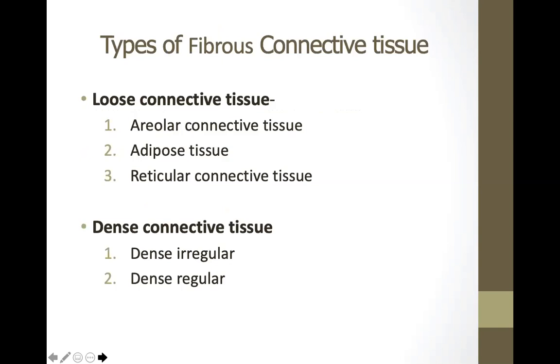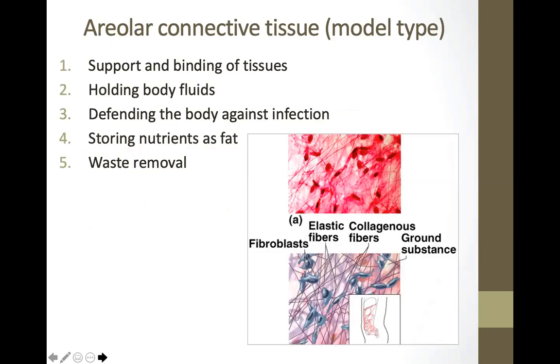Anyway, sorry. Okay, so what are the types of connective tissue? We already went over this, so I'm not going to repeat myself. We're just going to do the fibrous connective tissue to start with. The loose version of the fibrous connective tissue includes areolar connective tissue. The main job for it is basically supporting and binding tissues, holding body fluids, and defending against any type of infection, because they do have white blood cells.